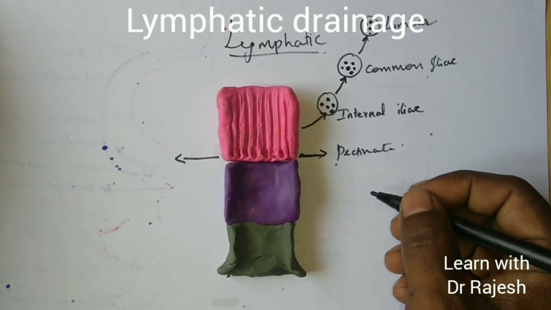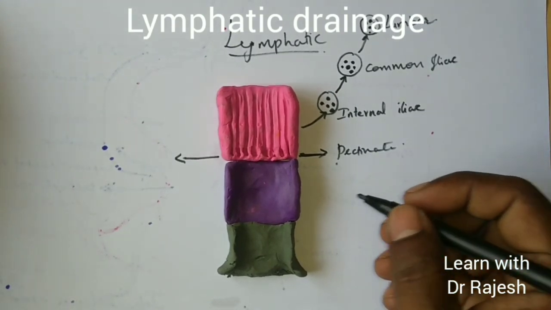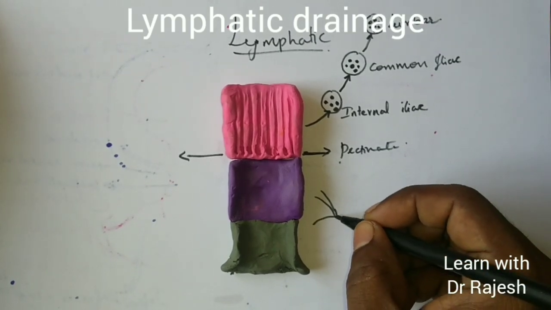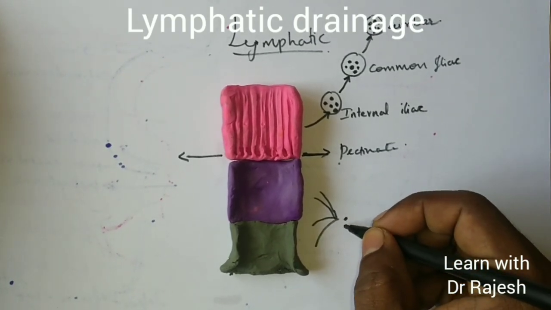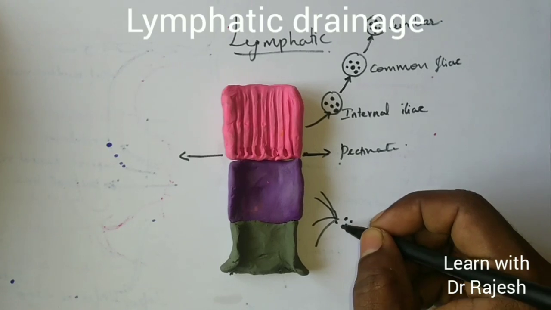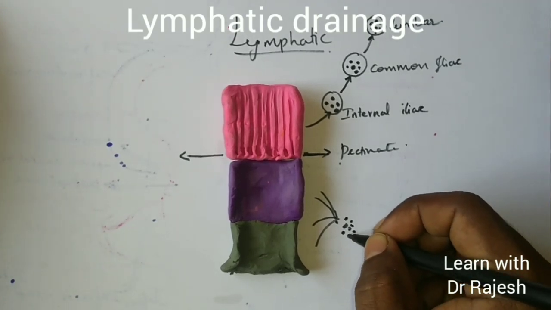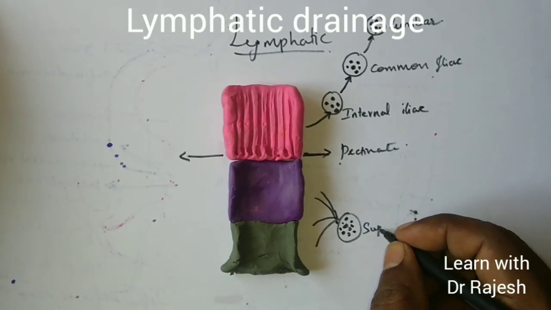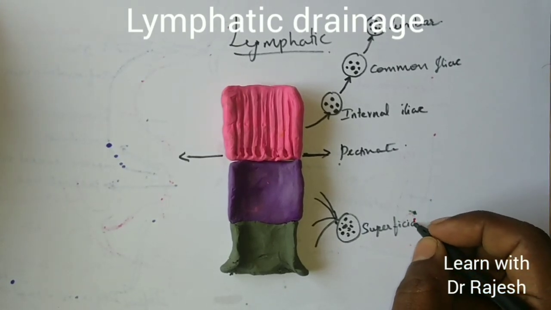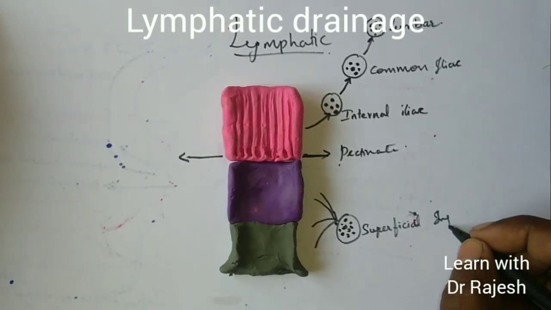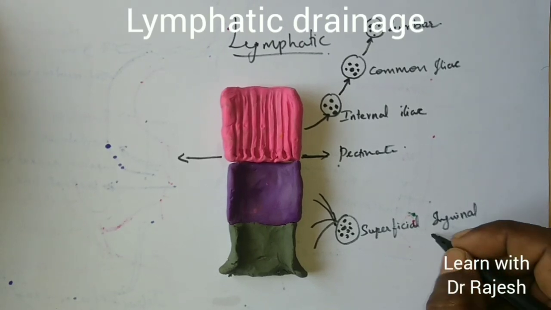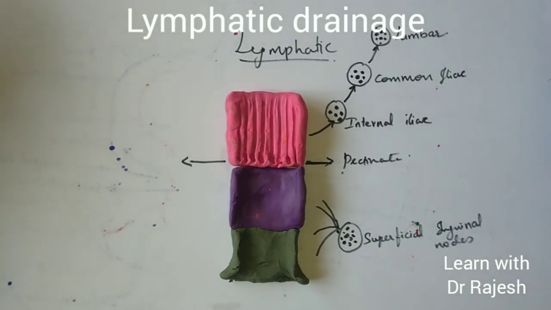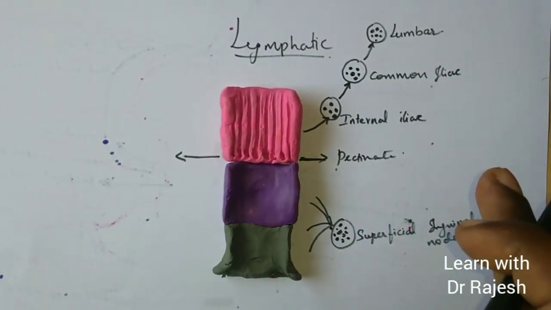Now, the lymphatic drainage below the pectinate line is into the superficial inguinal nodes. So this is about the lymphatic drainage of the anal canal.